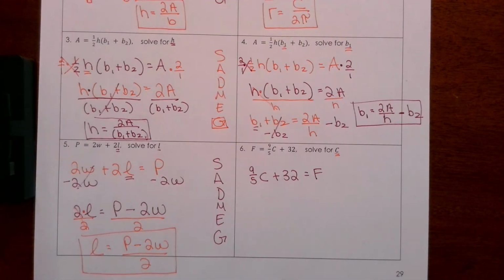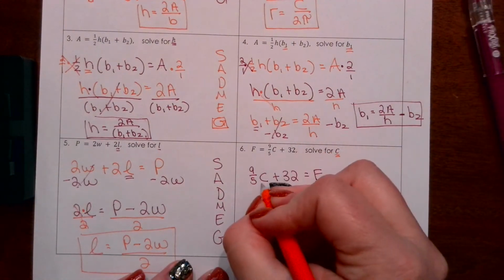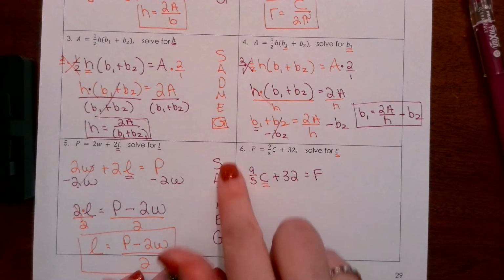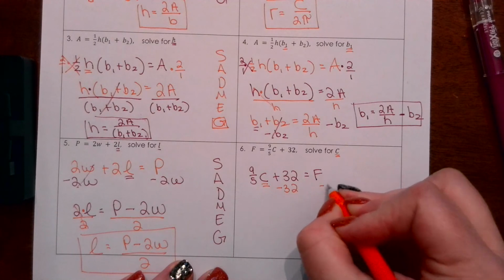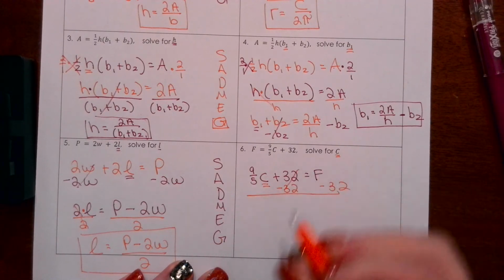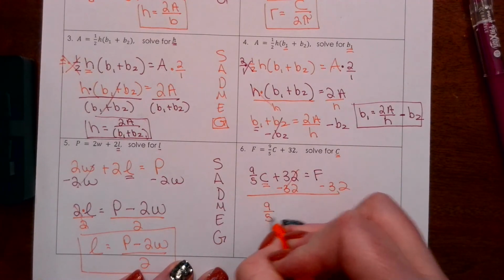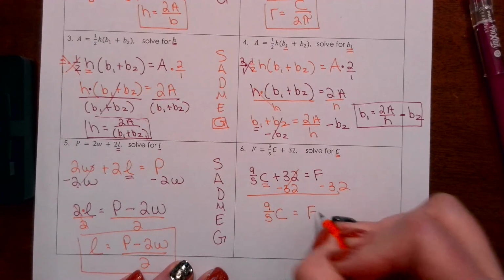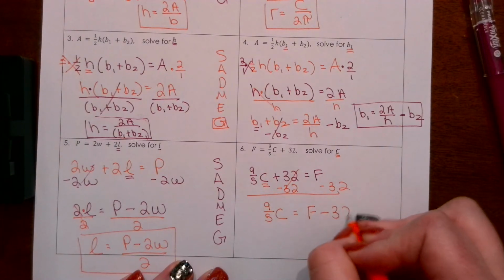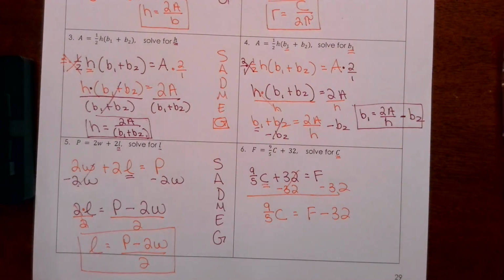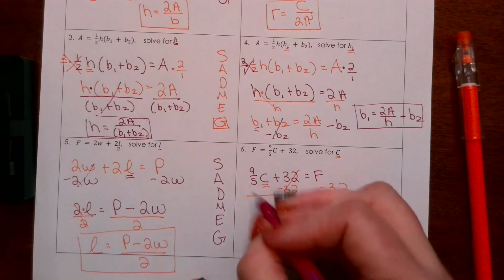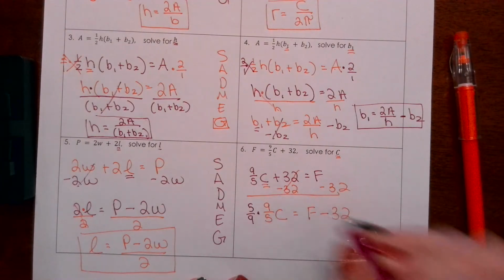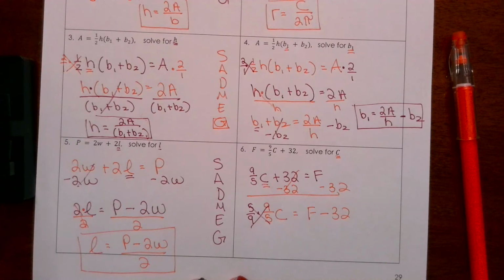Now, SAD-MEG. I'm trying to solve for C, but I've got a plus 32. I'm going to get rid of my subtraction and addition. I'm going to subtract 32 from both sides. I have 9/5 C equals Fahrenheit minus 32. Right now I've got a fraction coefficient. Only way to get rid of that fraction coefficient is to multiply by its reciprocal. That is 1. So Celsius is now by itself.